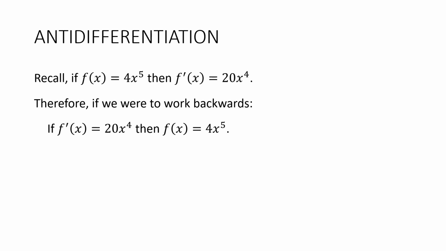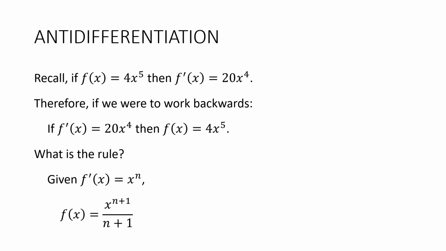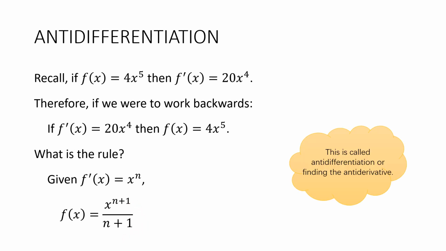Makes sense? So what's the rule? Well, if we have f dashed of x is equal to x to the power of n, then f of x, the antiderivative, must be x to the power of n plus 1 divided by n plus 1. So we take our power, raise it by 1, and divide by that new power, n plus 1. This is called anti-differentiation, or finding the antiderivative.